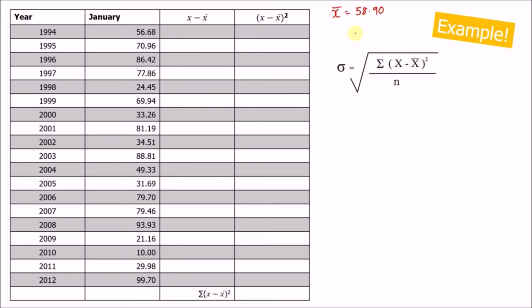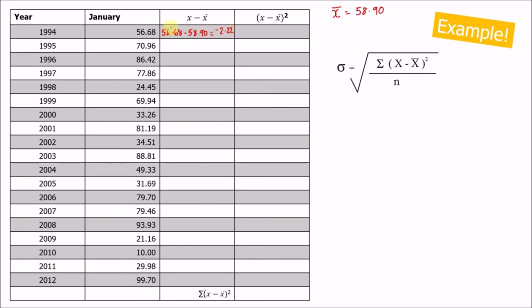Okay, so what we're attempting to do now is this. We want to fill in this first column, which is represented by x minus x bar. In this case, x being the value in this column minus the mean. So to work out the value for this box here, we would do 56.68 minus 58.90, which would give us minus 2.22.